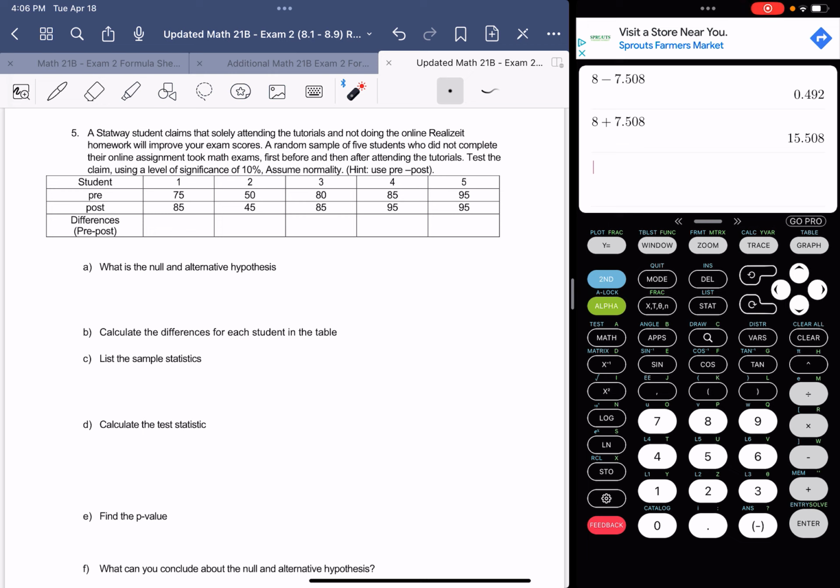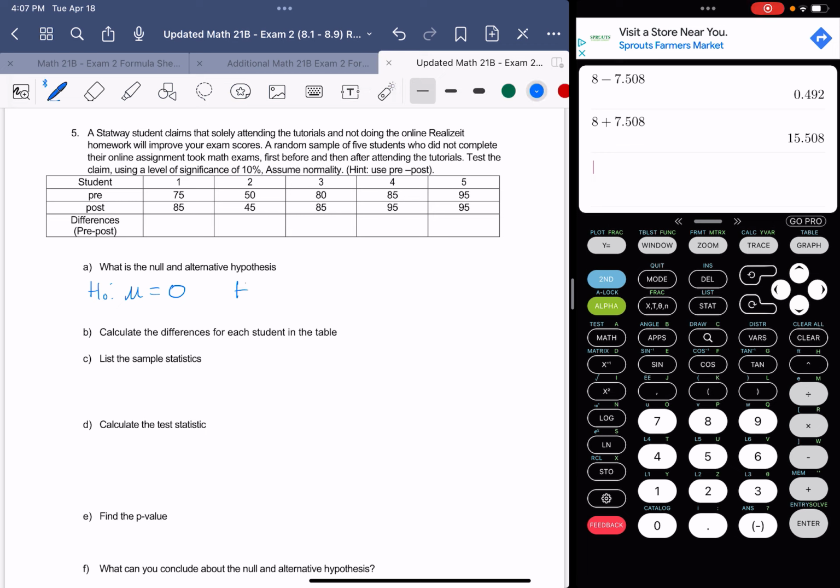Okay, so part A. What are the null and alternative hypotheses? Let's start with that. The null is that mu equals what? 0, right? Because starting off neutral, we want to say that before and after doing the tutorials, there's not going to be any difference. Anytime you're doing the hypothesis testing for paired samples, you can assume you're starting off with mu equals 0. That it's neutral. No difference between them.